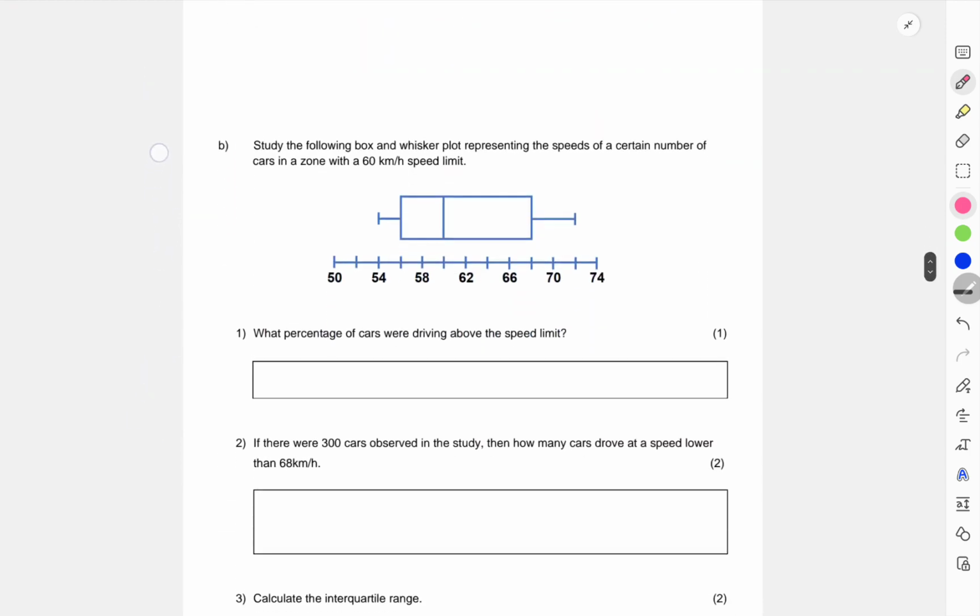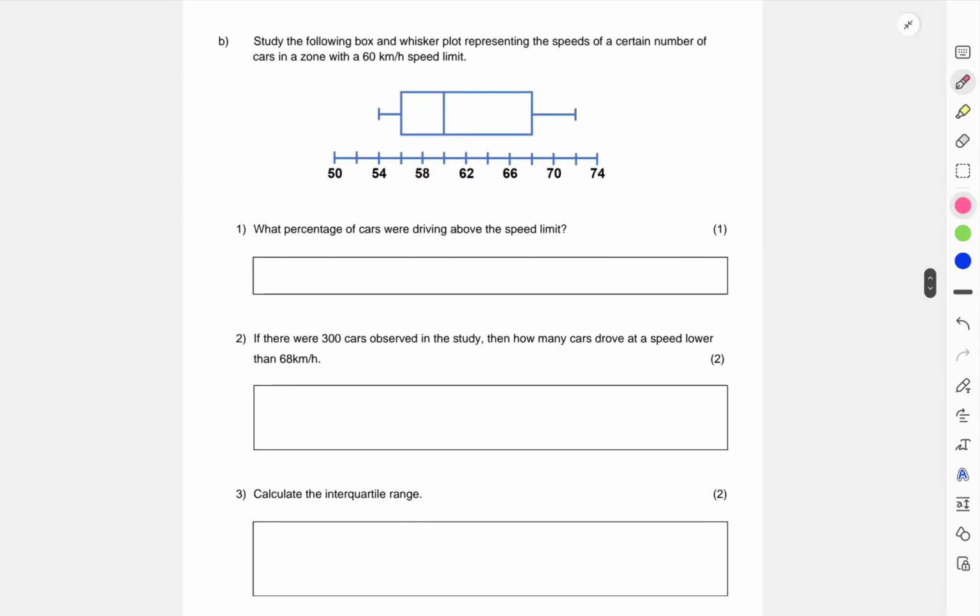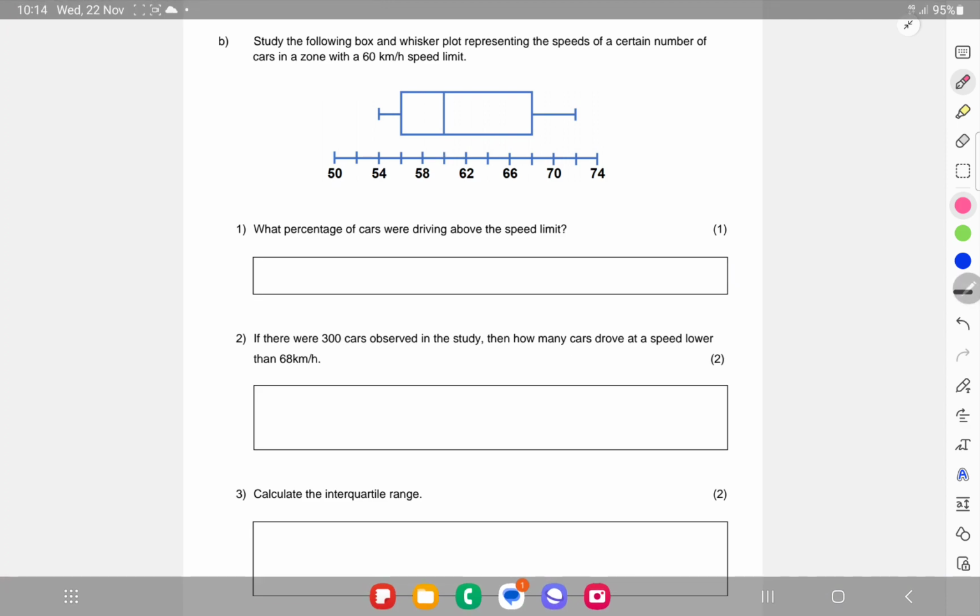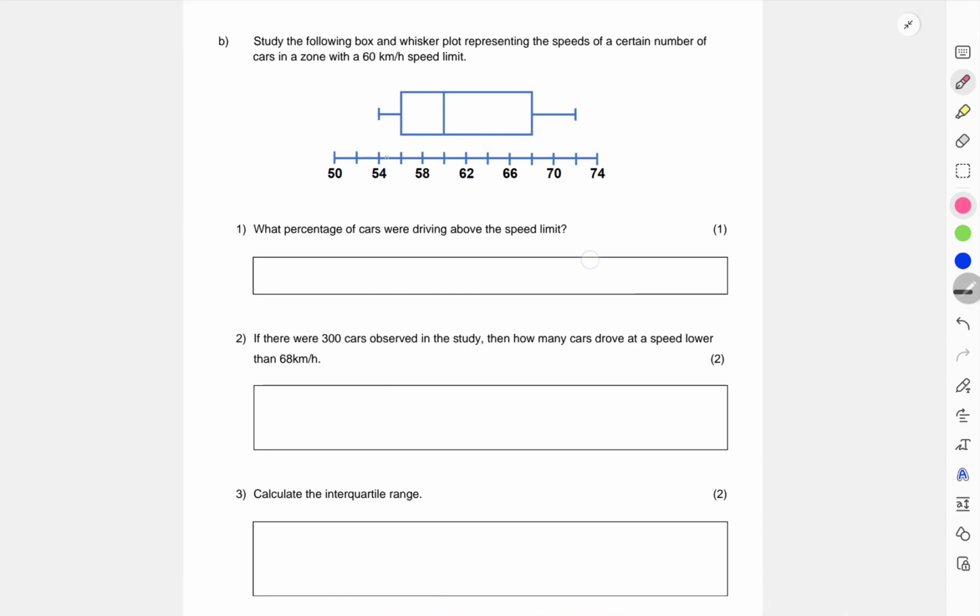Good. Not so hard. Okay, now they say to you, study the following box and whisker plot representing the speeds of a certain number of cars in a zone with a 60 kilometer speed limit. Okay, so now you need to go and make sure what each stripey represents. And can you see, to get from 54 to 58, if I just take the middle there, it would be 56. All right, so each stripey represents 2 kilometers.